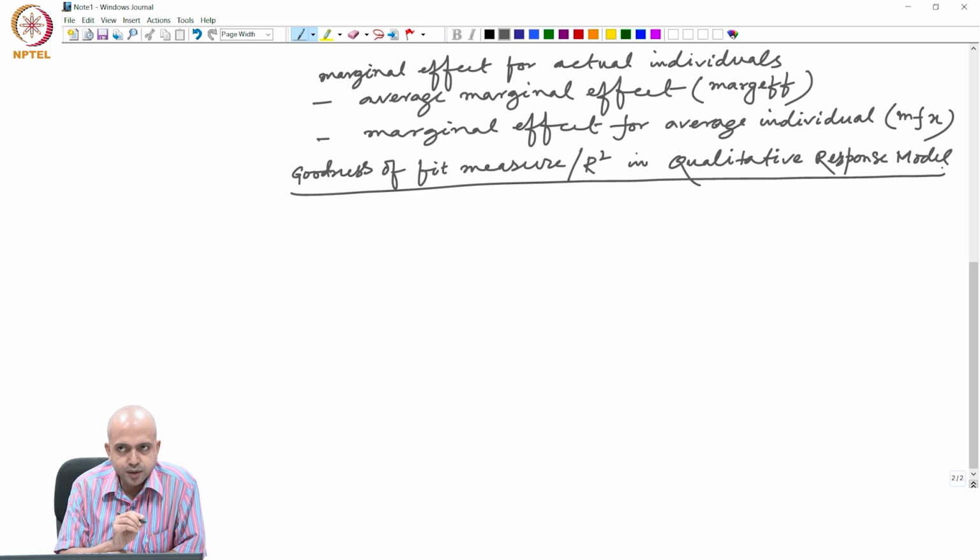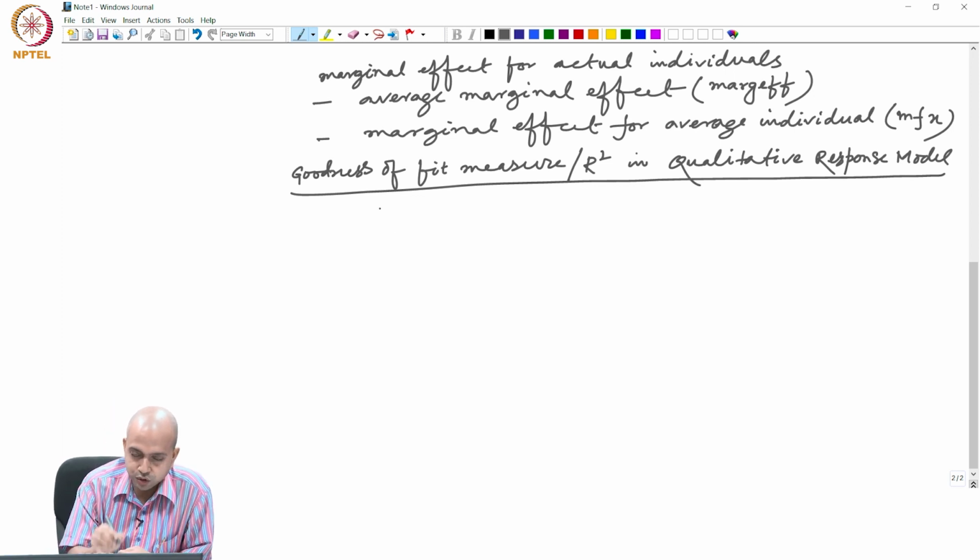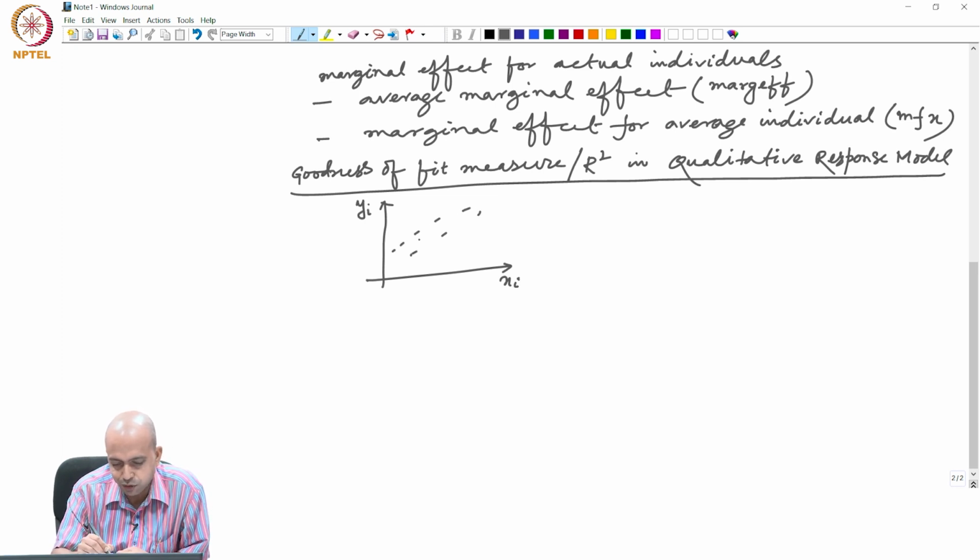Now you have to keep in mind that the standard interpretation of R square, the R square which we derived earlier in the case of the classical linear regression model, is no longer applicable in qualitative response model. So standard R square makes little sense in the context of qualitative response model. Why is this so? Because in the case of the linear regression model, what is the R square measure? Let us say this is your xi, this is your yi, and let us say you have this type of scatter plot.